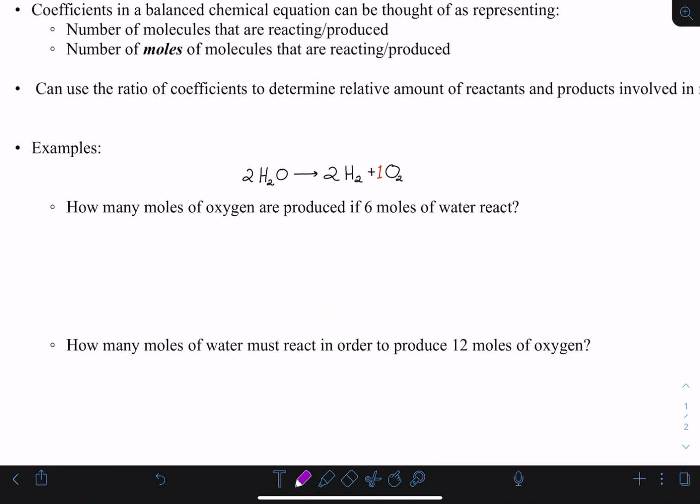The first question asks us, how many moles of oxygen are produced if 6 moles of water react? There are 2 different ways you can think about stoichiometry, and I'm going to go through both for these first couple examples.